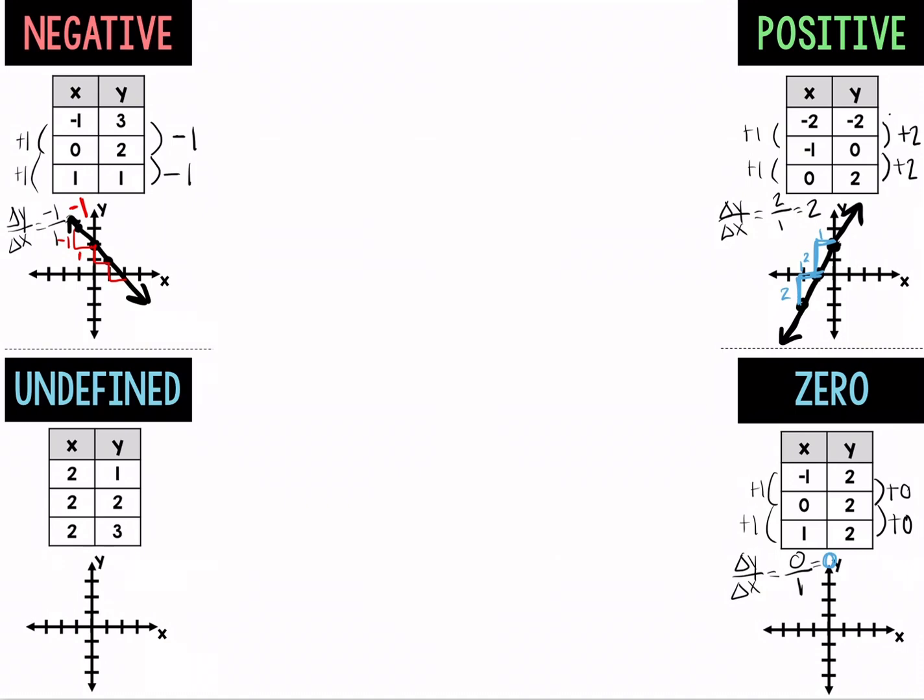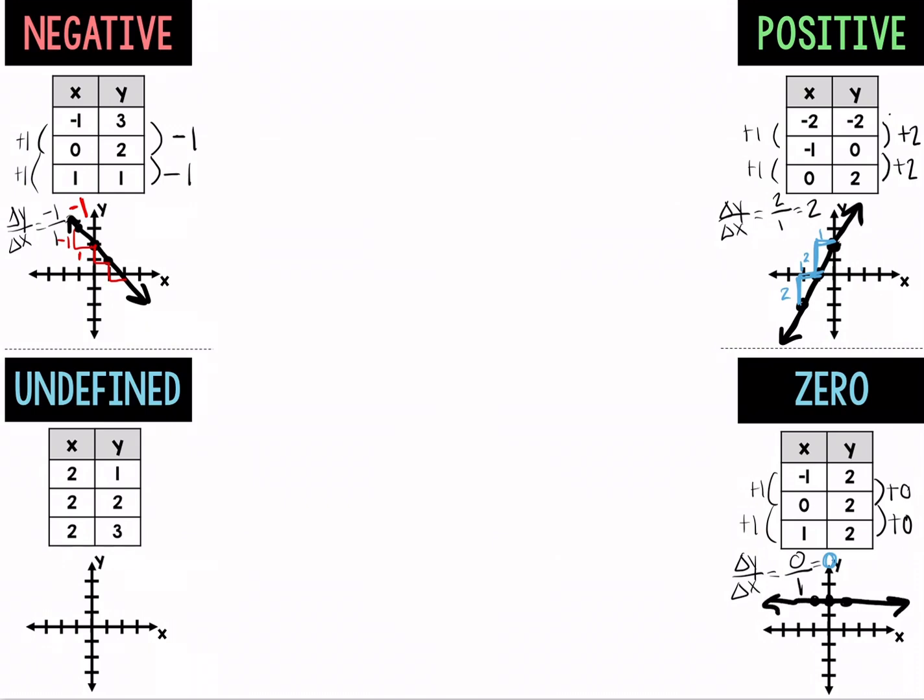Okay, so now if we graph that line, I have -1, 2, 0, 2, and 1, 2. If you notice, what kind of line is this? It's just a straight, flat line. So my slope is 0.